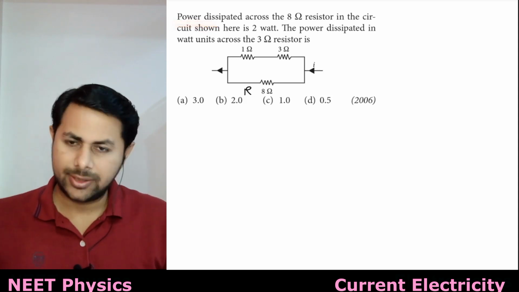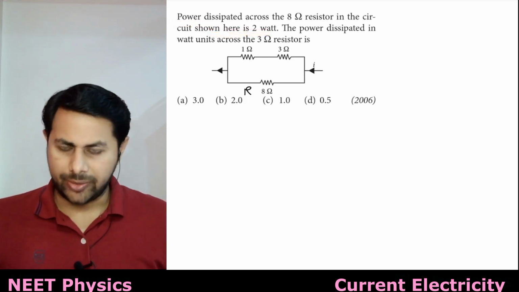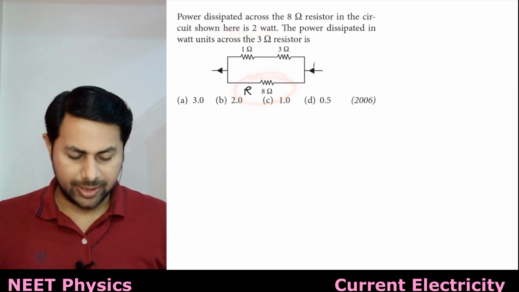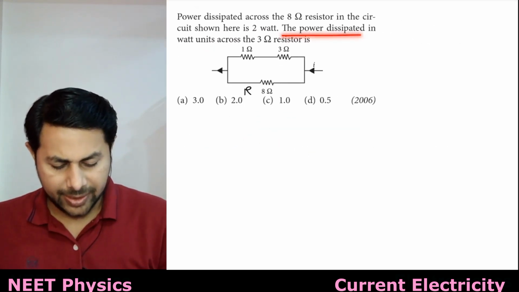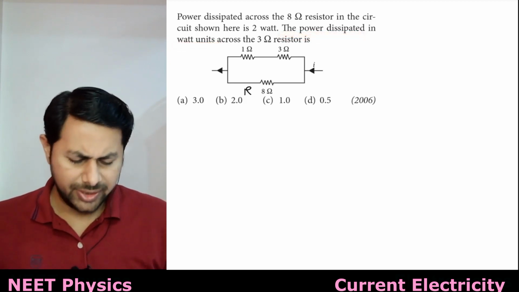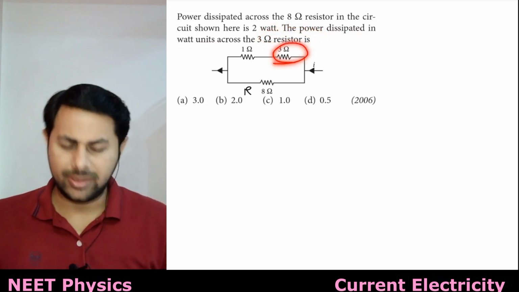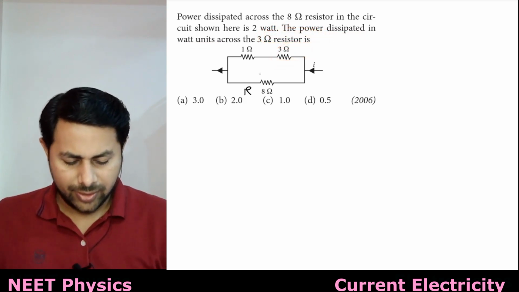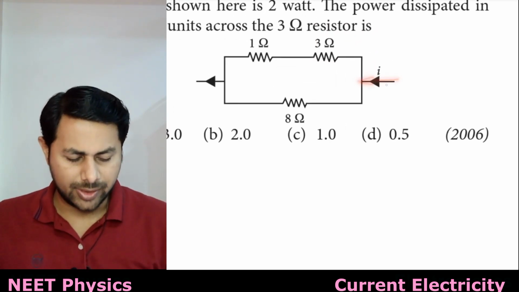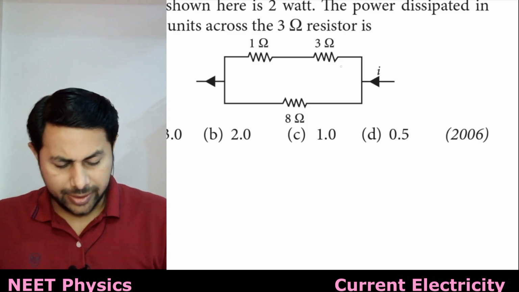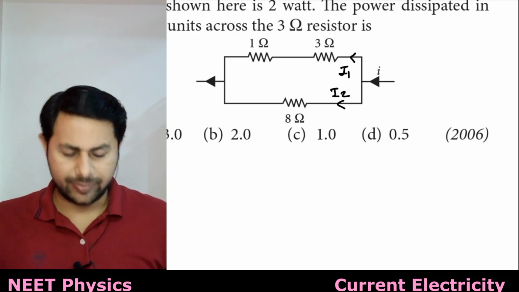Power dissipated across the 8 ohm resistor in the circuit shown here is 2 watt. Then the power dissipated in watt units across the 3 ohm resistor is, again, what would be the power dissipated in this one? So this is the question. Suppose some current I flows in the circuit. It gets split in two parts, I1 over here and I2 over here.